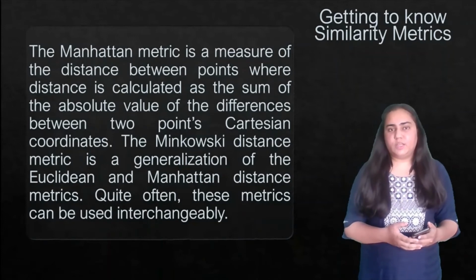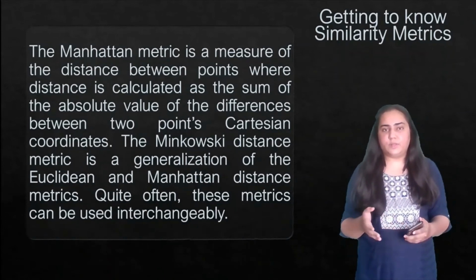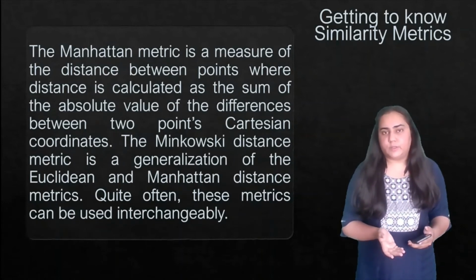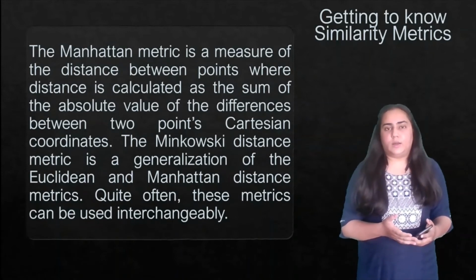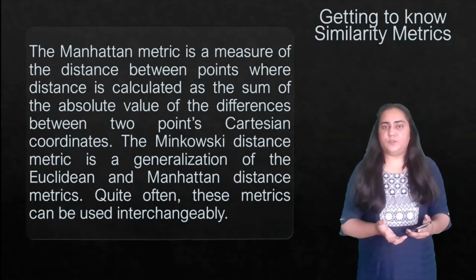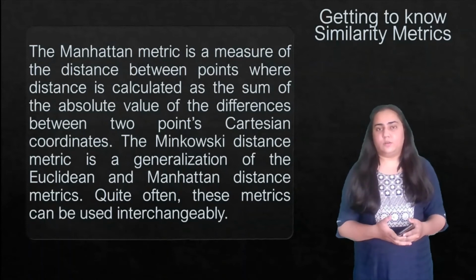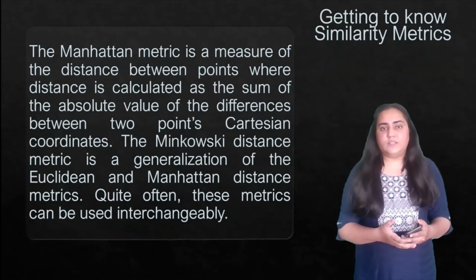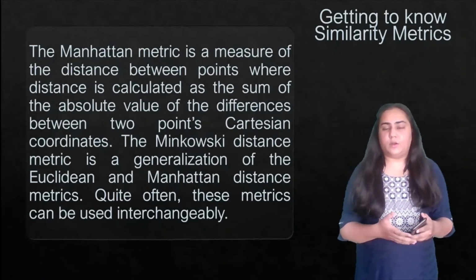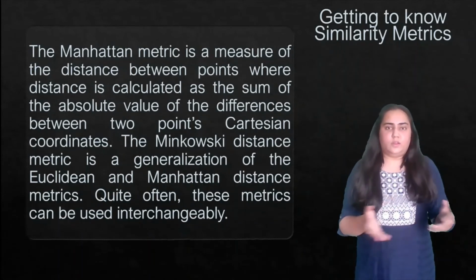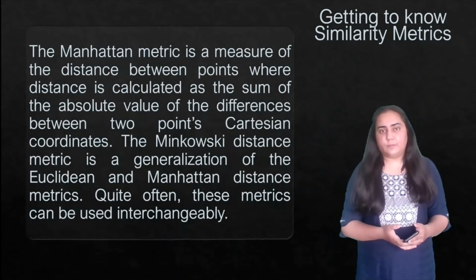The Manhattan metric is a measure of distance between points where distance is calculated as the sum of the absolute value of the differences between the 2 points. So you're just taking a sum of the absolute value of the differences between the 2 points and adding all that up together, which gives you the Manhattan metric. And Cartesian coordinates are used in this case. Cartesian coordinates are xy coordinates or xyz, depending on how many dimensions you have.